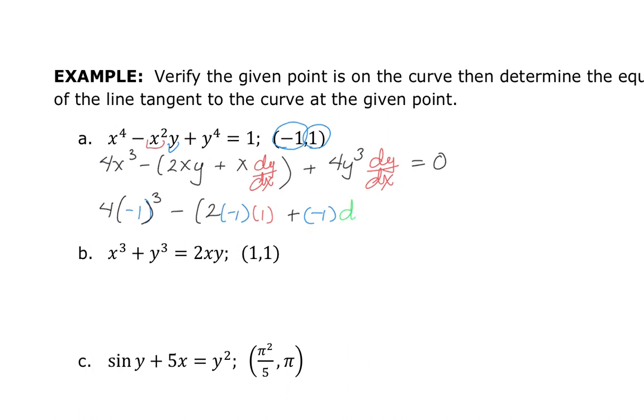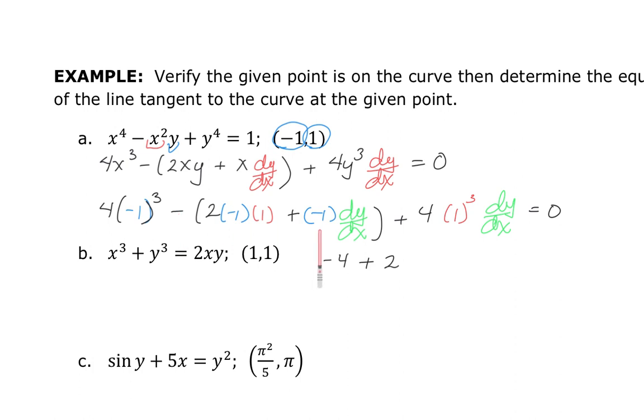I'll do this in green now, dy/dx. And then plus 4, y happens to be 1, and I used red for y, so I have 1 raised to the 3rd power, and then I have in green my dy/dx is equal to 0. So I end up doing 4 times -1 to the 3rd power is -4. So I have -4 minus 2 times -1 is -2. This negative is going to pull through, so it becomes +2. So plus 2.